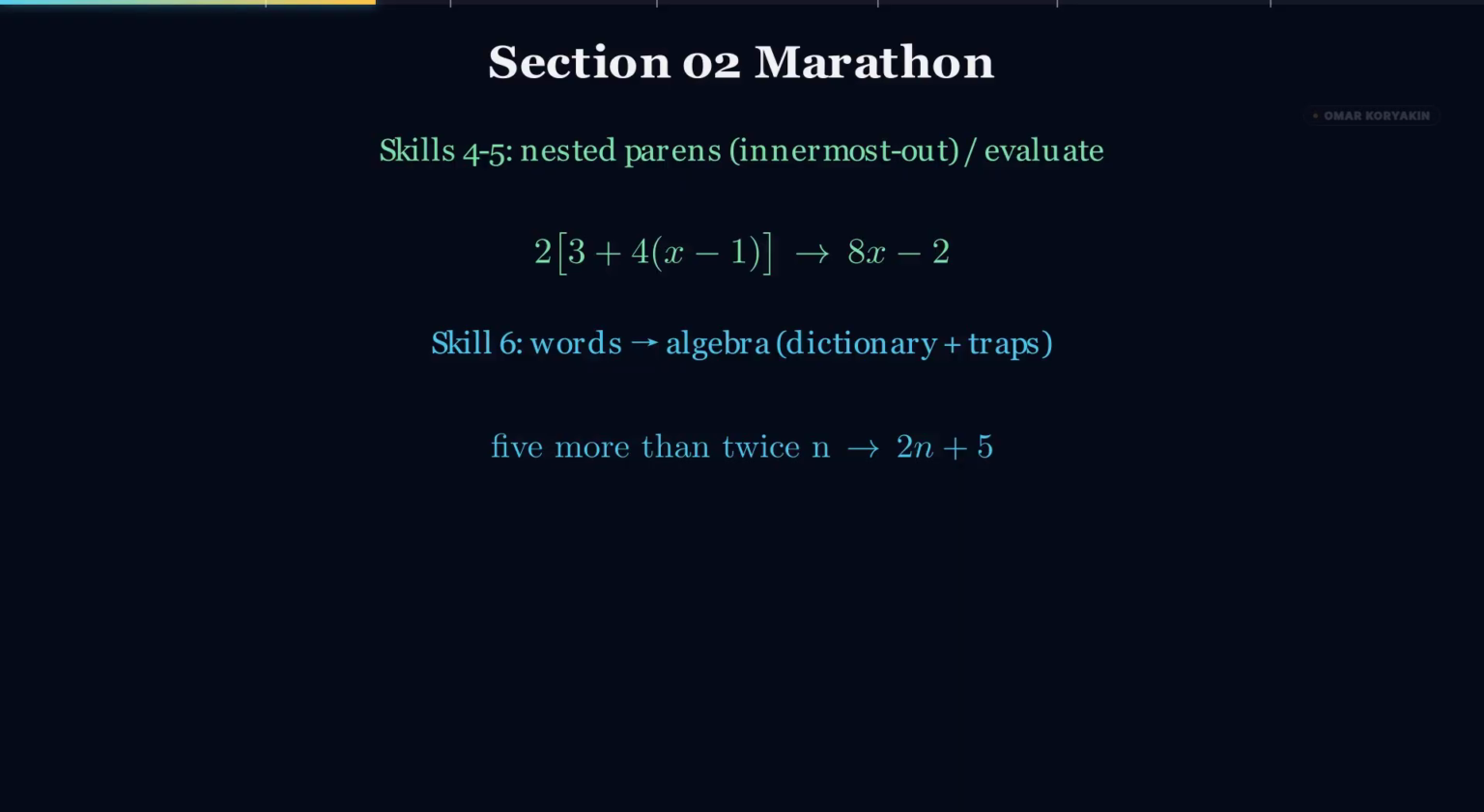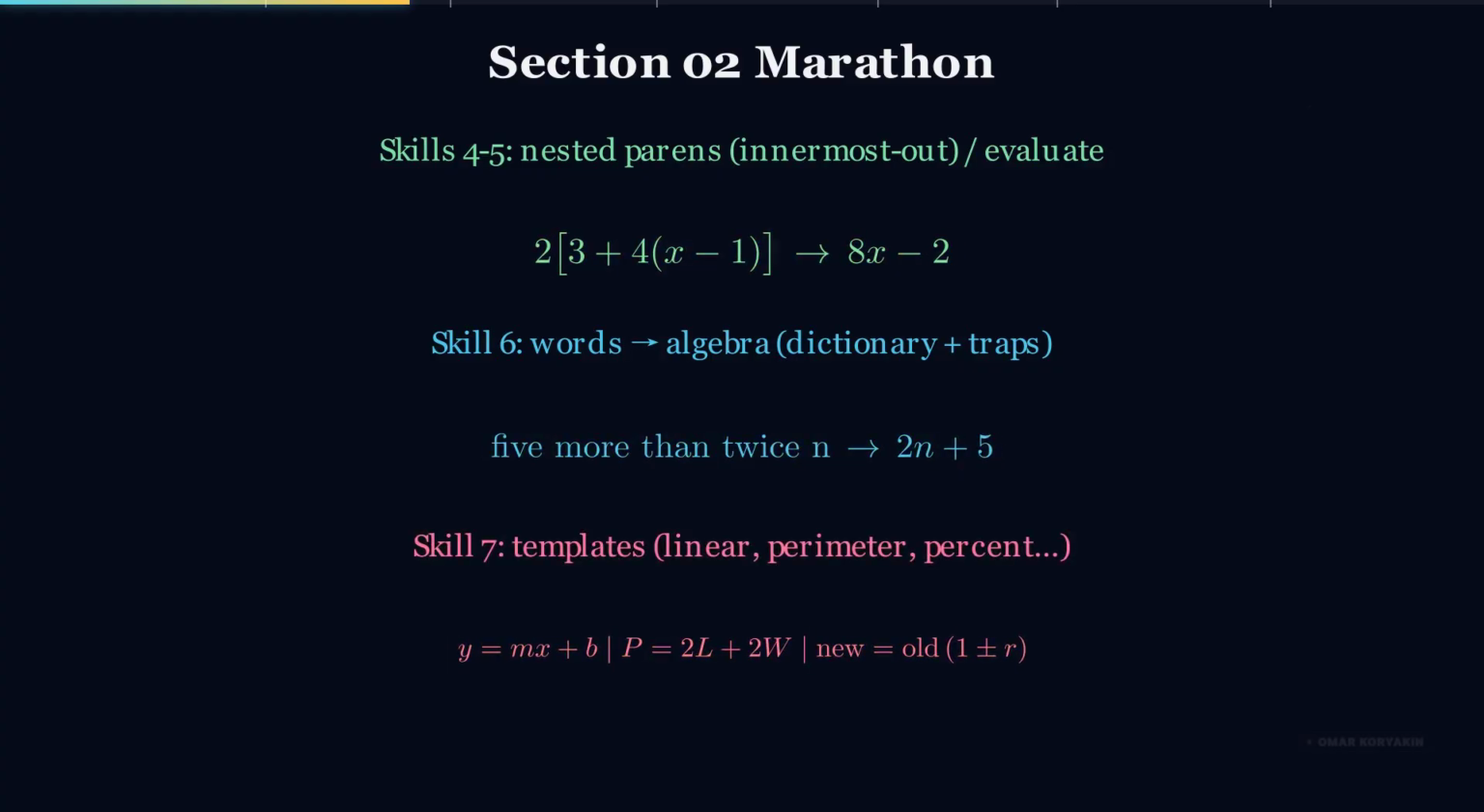Skill 6 is translating English sentences into algebraic expressions using the keyword dictionary and the trap library. Skill 7 is recognizing one of the 6 expression templates and substituting the specific numbers into the canonical form. Skills 6 and 7 are the word problem layer and represent the highest leverage application of all the earlier skills.